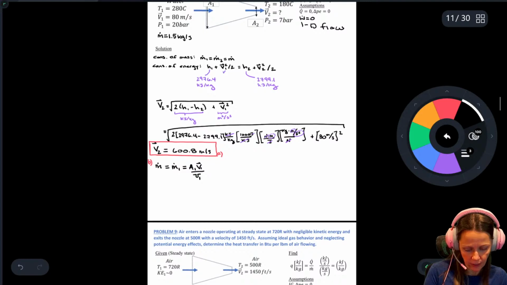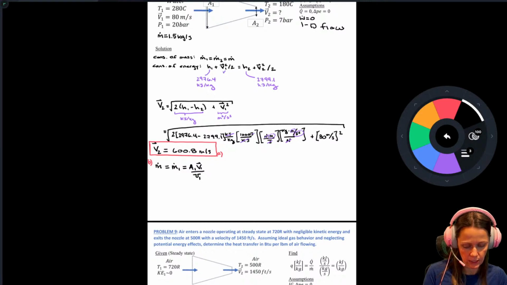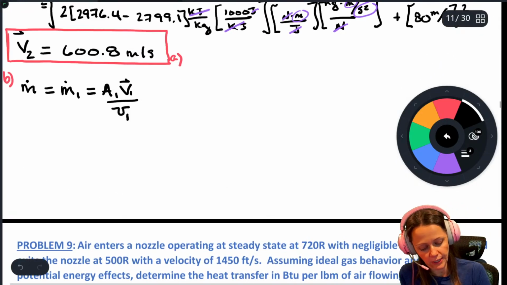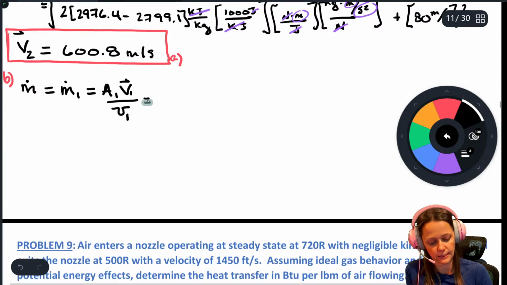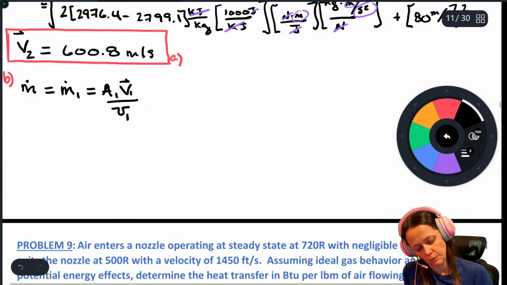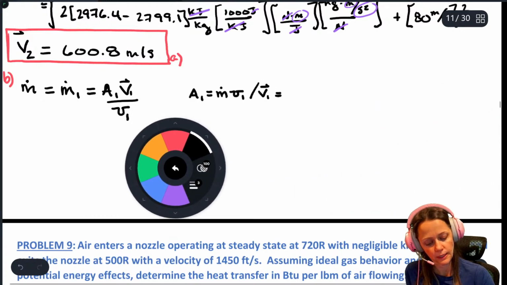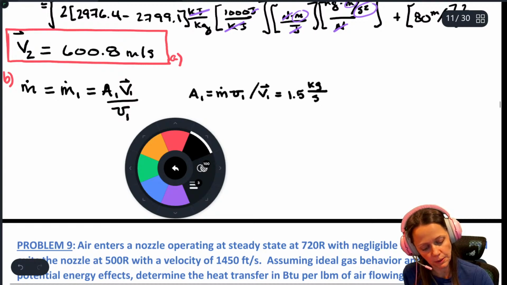And looks like I've got V1, the velocity at 1. I do need the specific volume at 1, and I already fixed my state. Go ahead and rearrange this for the area at 1. So this would be m dot times the specific volume at 1 over the velocity. This is 1.5 kilograms per second.